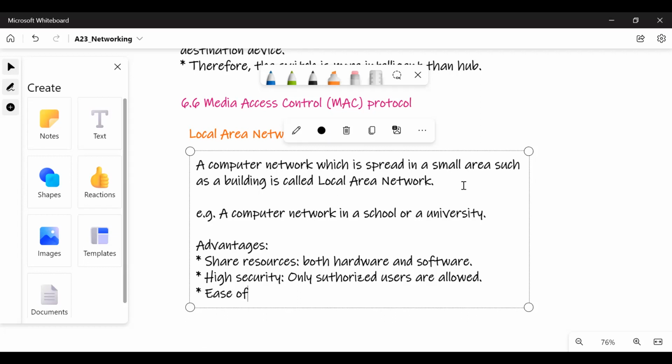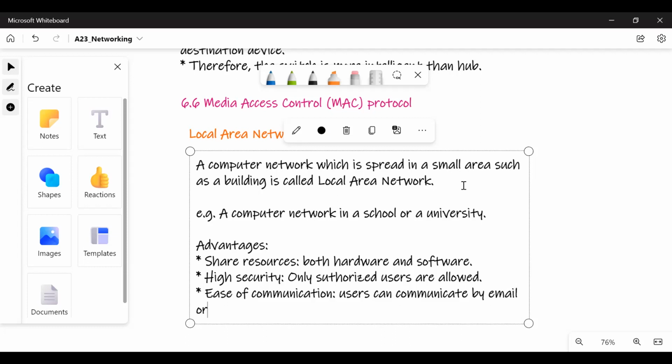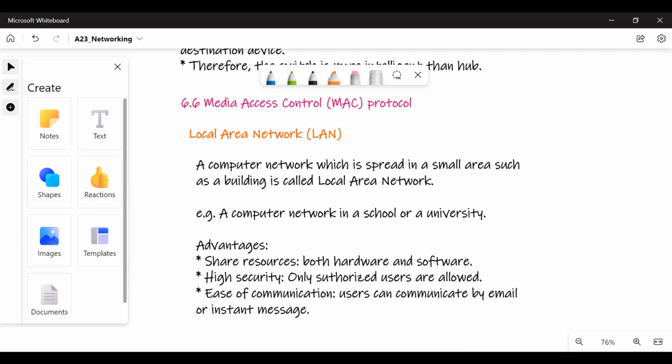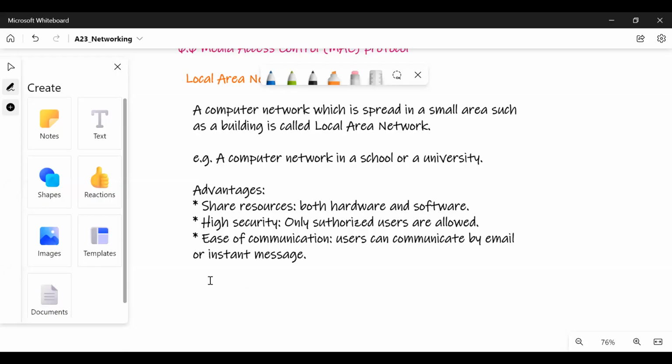Then there is ease of communication. The meaning of this is users can communicate by email or especially instant messenger. You can have chats within the local area network.